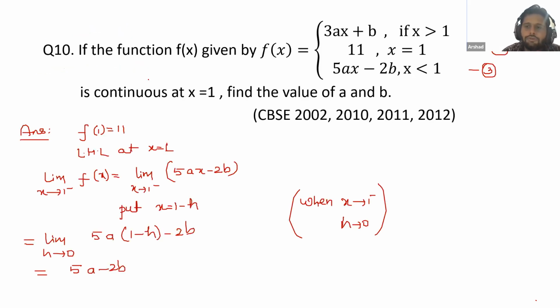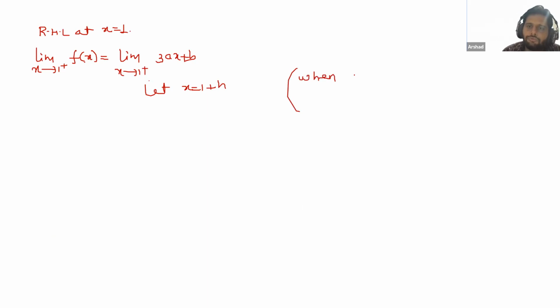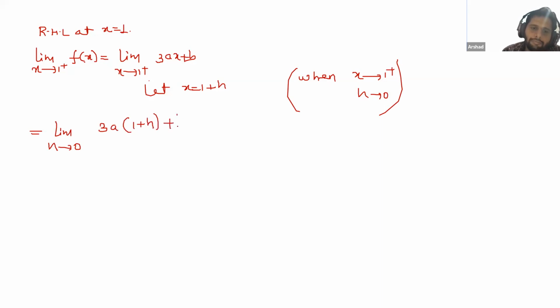Okay, Noma, which function will we use here for RHL? First one, 3ax + b. Let x is equal to 1 + h. The same thing, when x approaches 1 plus, h approaches 0. So this is equal to limit h tends to 0, 3a(1 + h) + b.